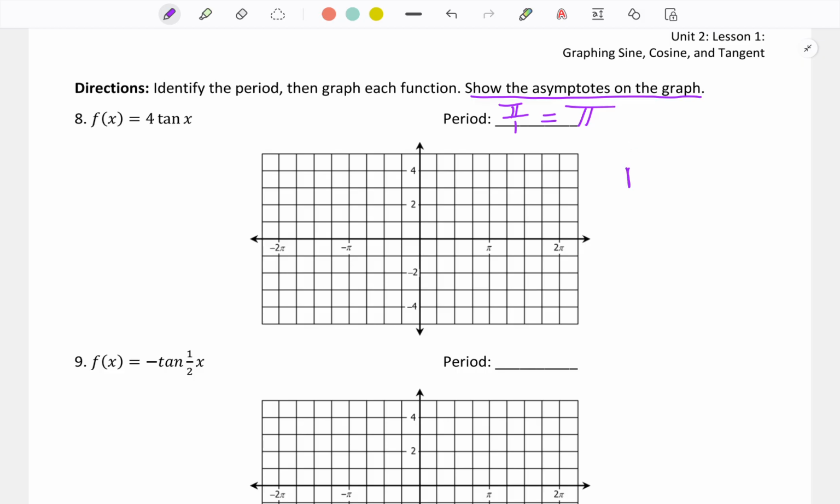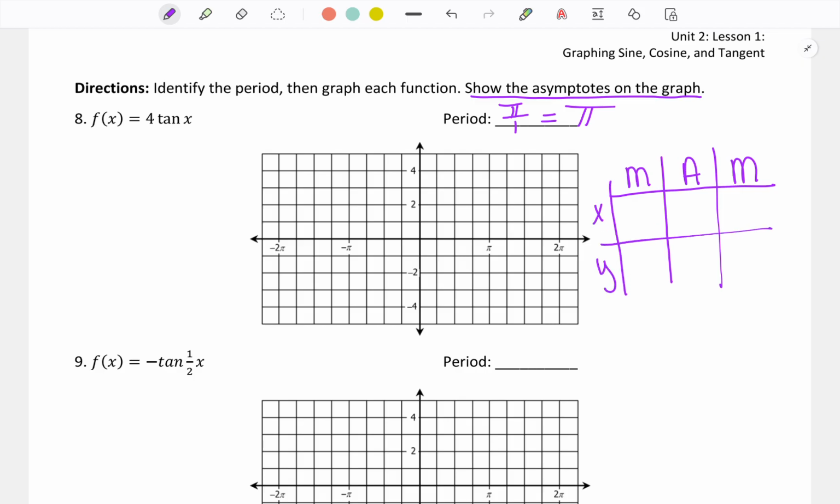So your pattern for tangent is MAM, or middle asymptote middle. And so we are going to start at 0. We're going to end at pi. And then the asymptote is halfway in between at pi over 2. So at 0, we are actually at 0. At pi, we're at 0. But at pi over 2, we have an asymptote.